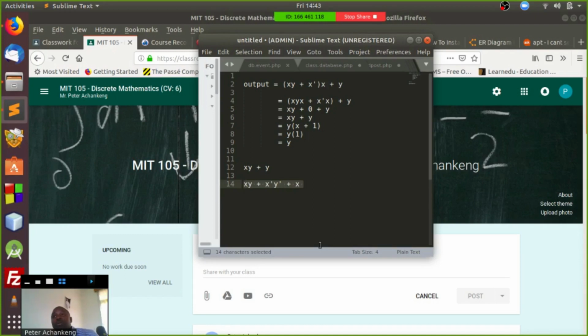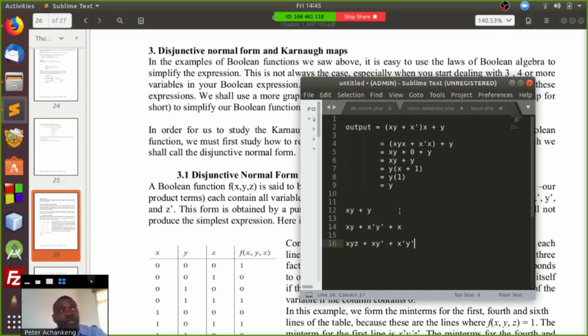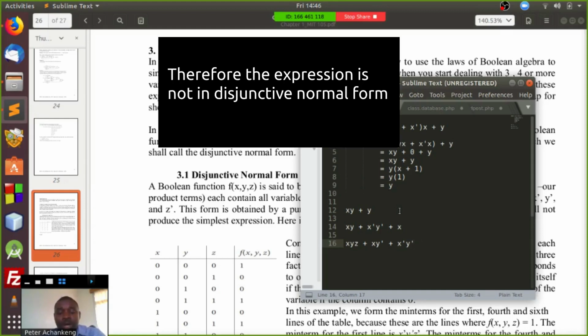Are we there? Is it clear? Okay. Now let me write an expression and ask if it's in disjunctive normal form. xyz plus xy prime plus x prime y prime. My question is, is that expression in disjunctive normal form? The first thing can be considered the first term. It is not, because the second and the third terms contain no variables of z.